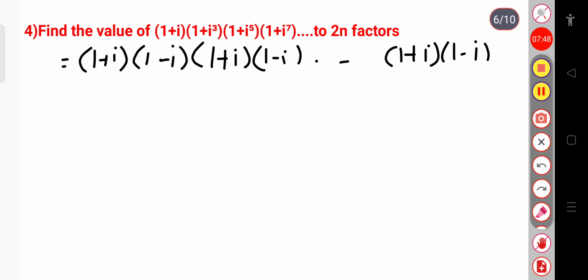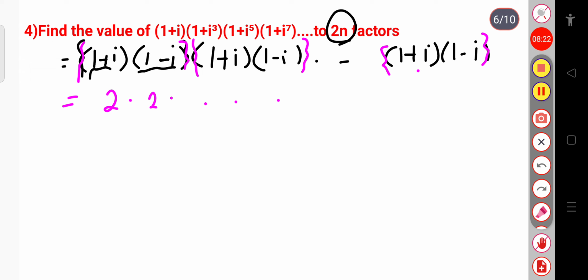Since it is given that there are 2n factors, let us take 1 plus i into 1 minus i. This is in the form of (a plus b) into (a minus b). So the first two terms will be 1 plus i into 1 minus i, so this will be 1 squared minus i squared, so this will be 1 plus 1, that will be 2. Similarly, for these two terms, this will be 2, and this process will continue up to 1 plus i into 1 minus i, so this will be again 2.